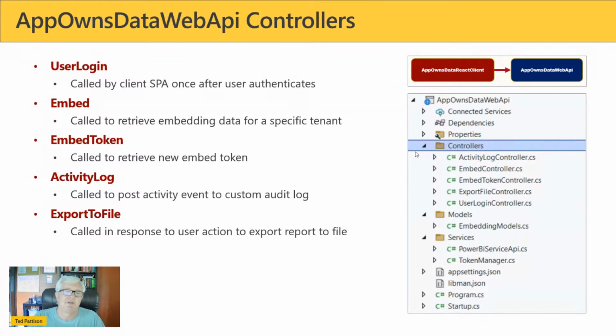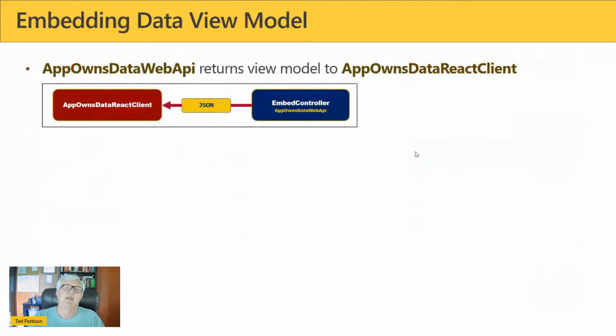So in the client application, I want the user to be able to export a report on demand, and so we need an entry point in our web API to support that.